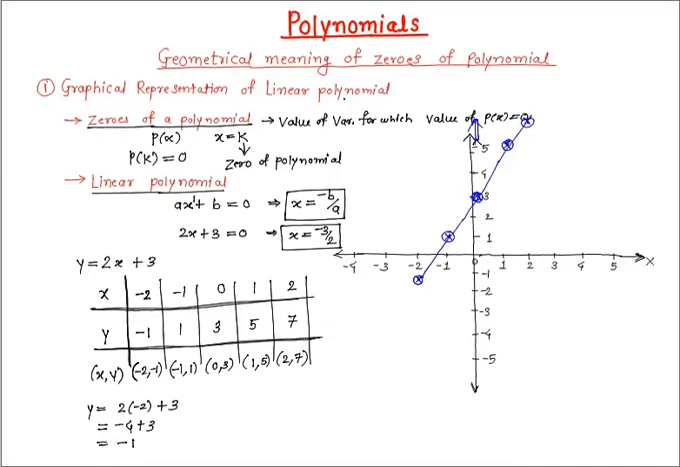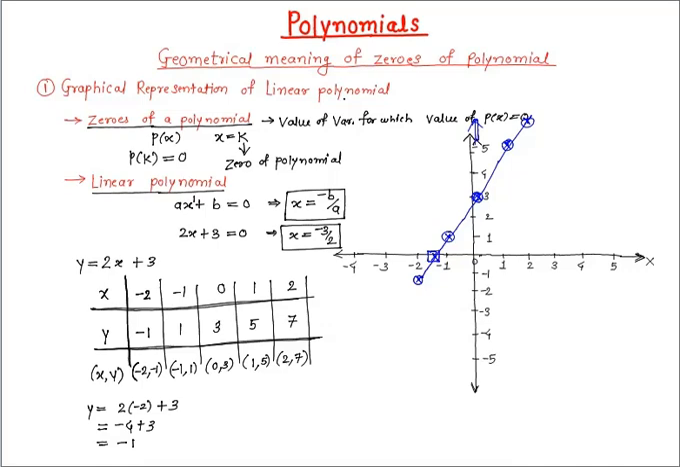So what do we get? If we do it on graph paper, we will get a perfect straight line. So if you see, the graph of the linear polynomial is a straight line. Now if you observe, this line is cutting the x-axis at some point, right? This is the point where it is cutting the x-axis. So we need to consider this point of intersection to find the zeros of this linear polynomial.